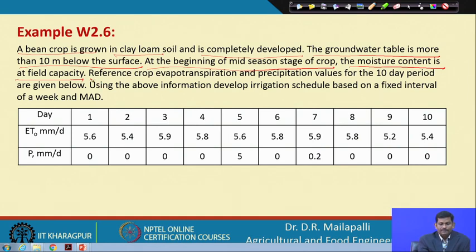The reference crop evapotranspiration and percolation values of a 10-day period are given below. This table gives the 10 day periods, the ET0, the reference evapotranspiration, and the P value, that is precipitation values. Using the above information, develop an irrigation schedule based on a fixed interval of a week and MAD. So, every weekly irrigation interval and also based on the MAD. MAD is management allowable deficit.